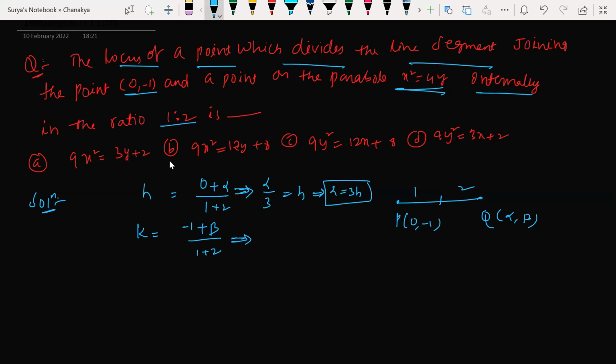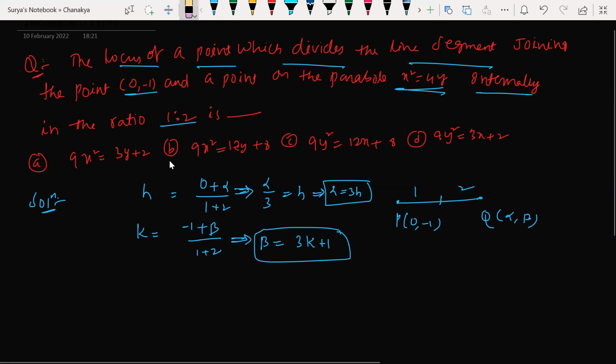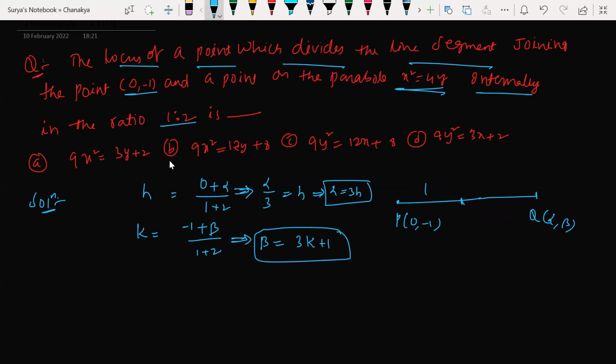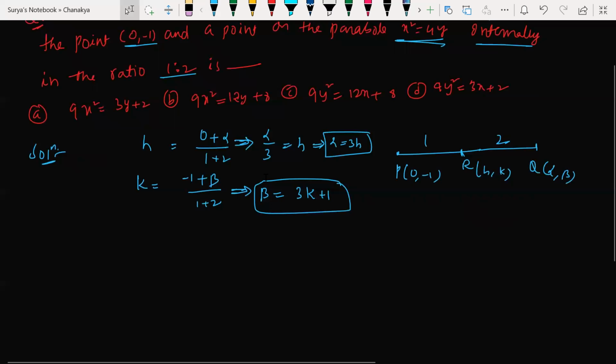Okay. So from this what do I get? Beta is going to be 3k plus 1. Am I correct? 3k plus 1 is the beta value. So here, look at this. Q, I took as alpha comma beta, dividing in the ratio 1 is to 2, and R is h comma k, given.